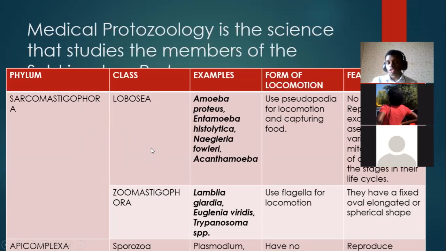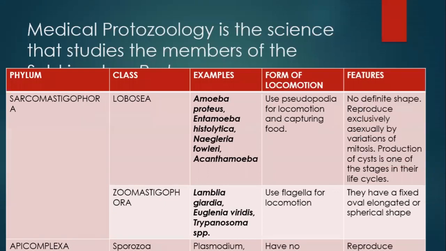Under class Lobosea, we have these organisms: Amoeba proteus, Entamoeba histolytica, Naegleria fowleri, and Acanthamoeba. We call them the ameboid members. They are just amoeba, so the class Lobosea consists of different kinds of amoeba. For locomotion they use pseudopodia, and also for capturing food. Pseudopodia are simply the cytoplasmic extensions of these organisms.